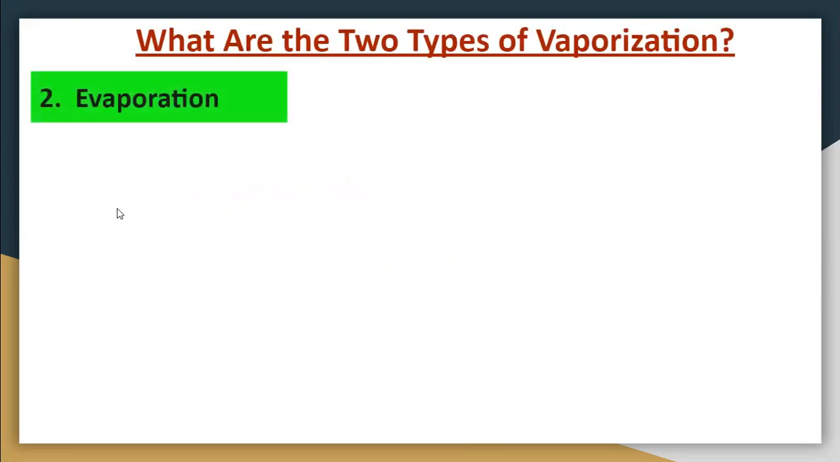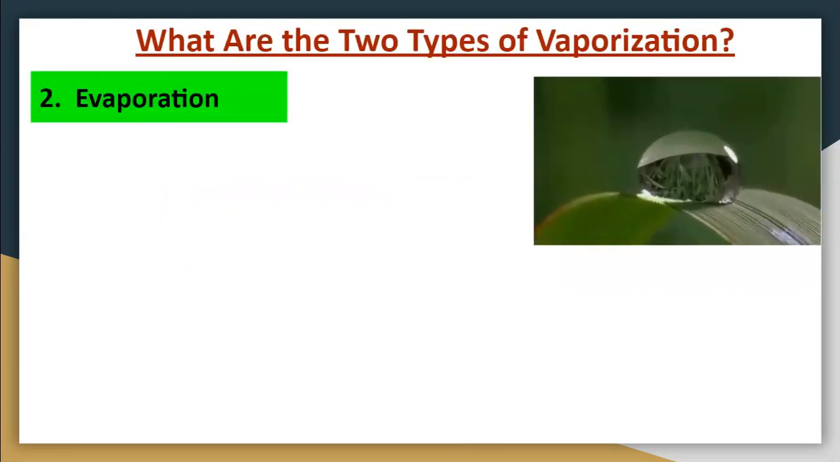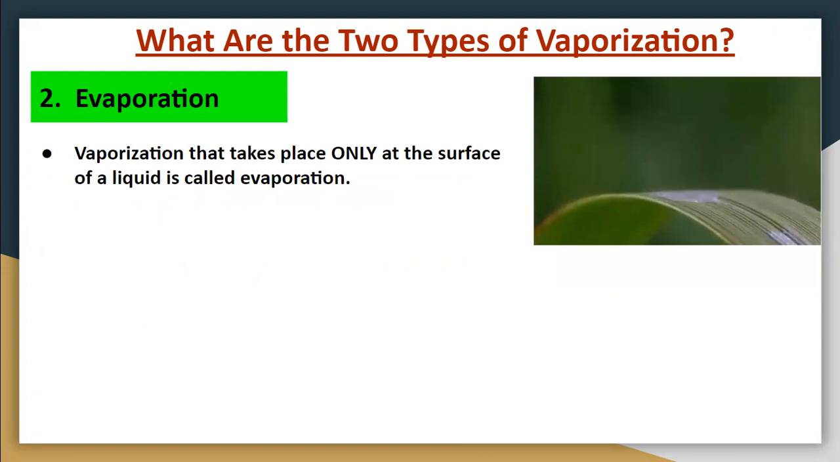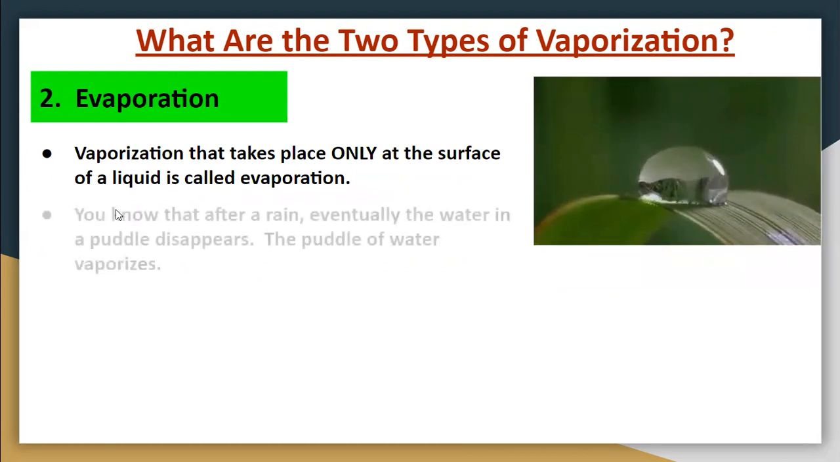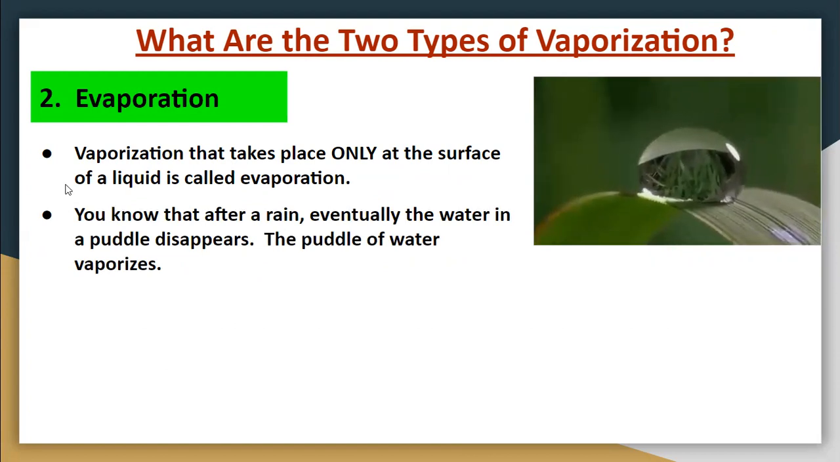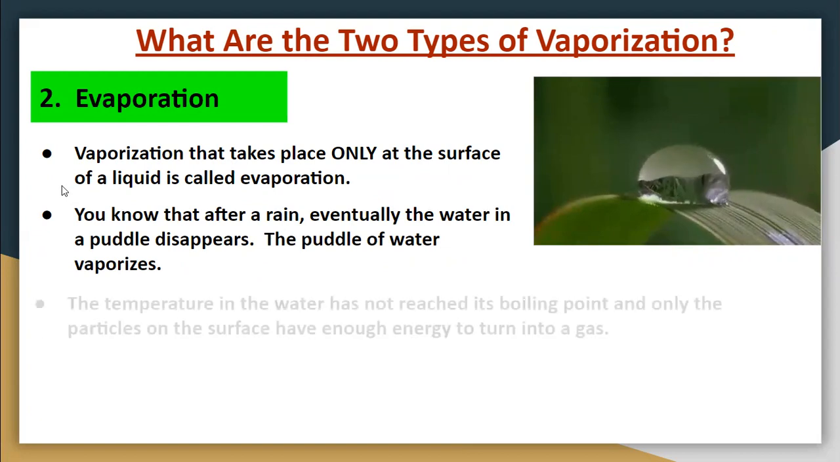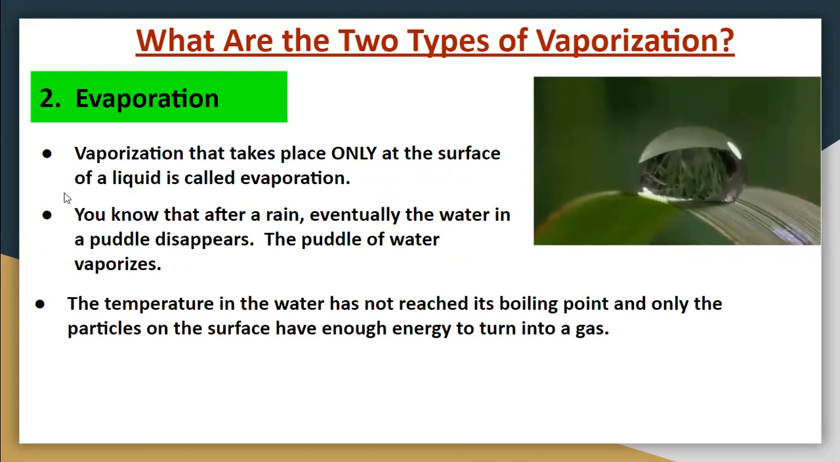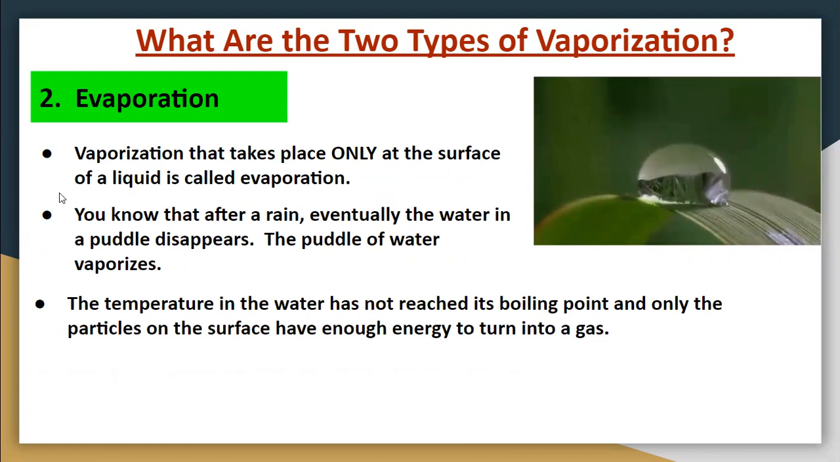The second type of vaporization is called evaporation. Vaporization that takes place only on the surface of a liquid is called evaporation. It doesn't take place in the bottom and the middle of the liquid, only on the surface. You know that after a rain, eventually the water in a puddle disappears, or the water on that little leaf there. The puddle of water is said to vaporize. The temperature in the water has not reached its boiling point, and only the particles on the surface have enough energy to turn into a gas.